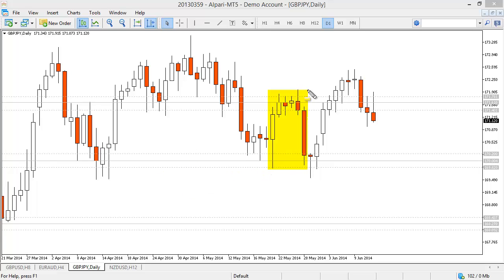Okay, so we have this setup here. We have a strong bullish preceding trend. We have indecision forming on resistance. If you don't understand what indecision and resistance is, that's fine. We're going to be talking about that very soon. And then you have the reversal trend.